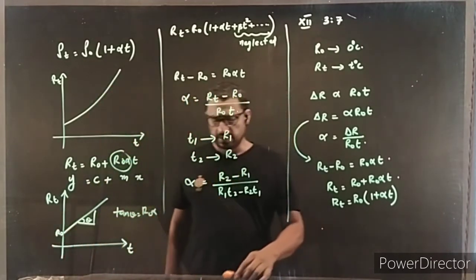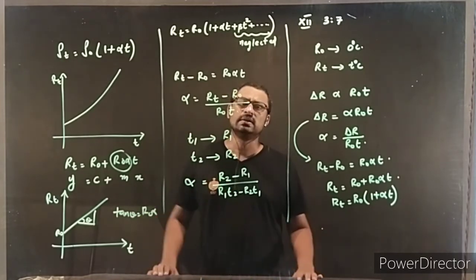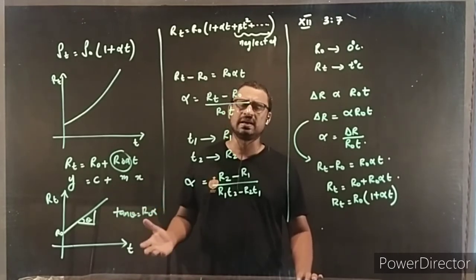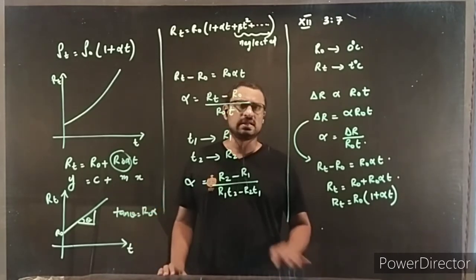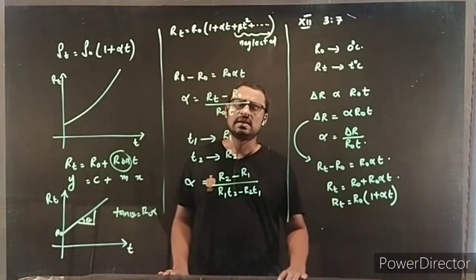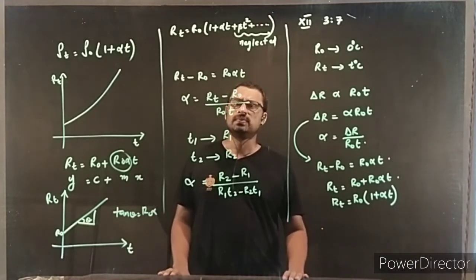This is the variation of resistance of a metallic conductor with temperature. And I told you in the previous class, for semiconductors and insulators, the resistance decreases with temperature. That we will study in the chapter semiconductors at the end of the year. Okay, thank you.